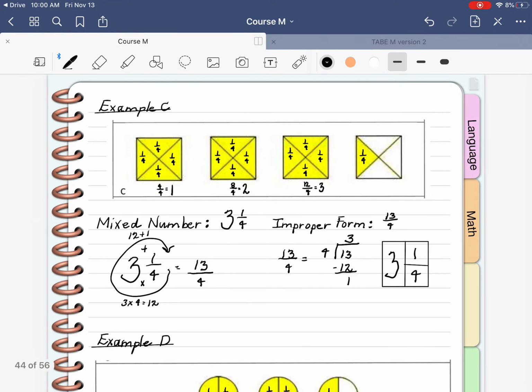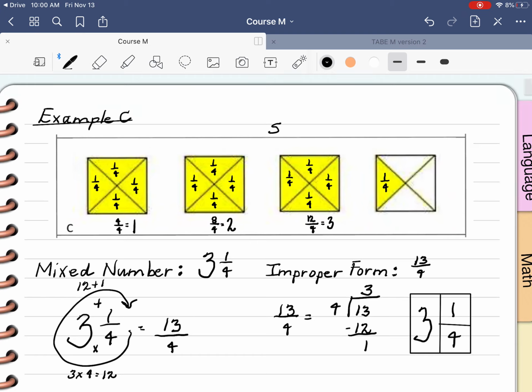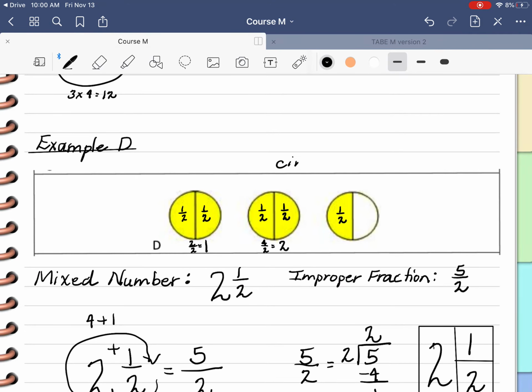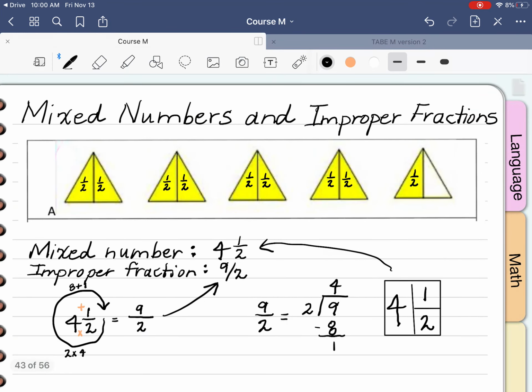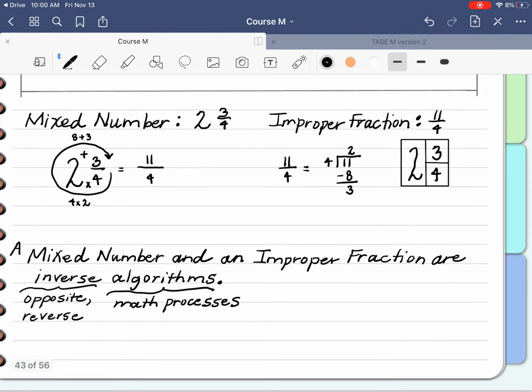Okay, let me tell you the names of these pictures, these shapes in the pictures. This one is a square. All of them are squares. Of course, circle. Example A, which I forgot to label, these are triangles. Tri means 3, 3 angles. Example B, we're looking at rectangles. And that got them all.